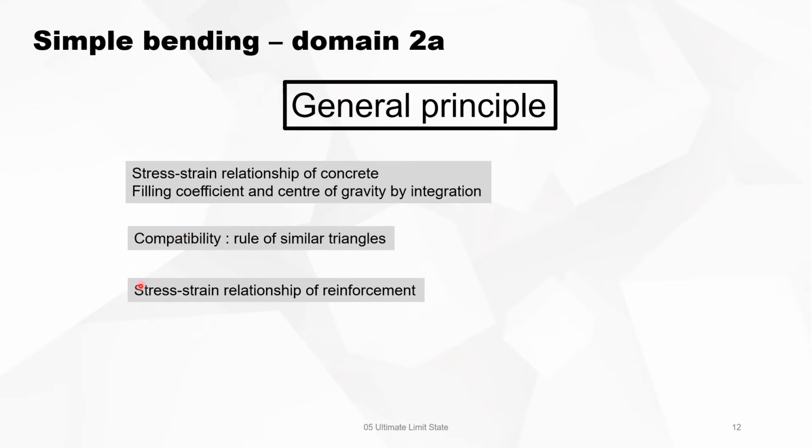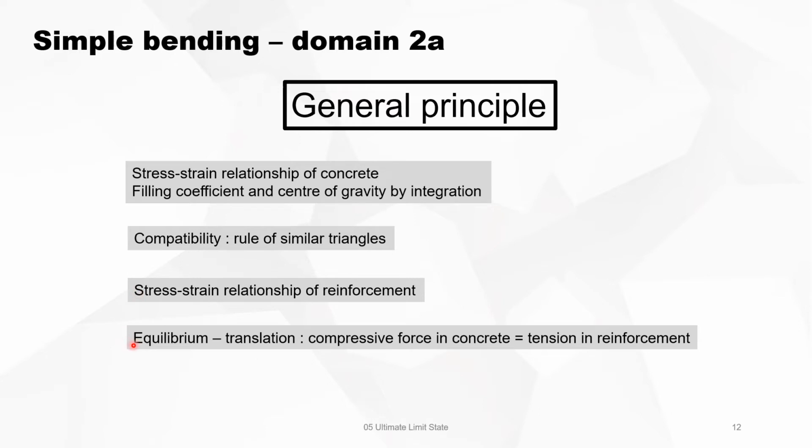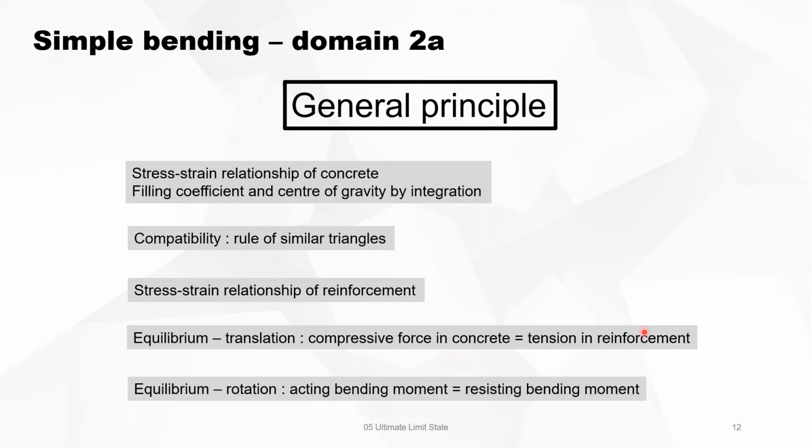Then we use the stress-strain relationship for reinforcement. We use the translation equilibrium, by stating that the compressive force in the concrete must be equal to the tension force in the reinforcement. And we use also the rotation equilibrium. That means that the acting bending moment must be equal to the resisting bending moment.